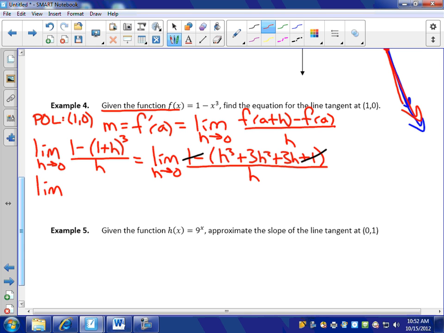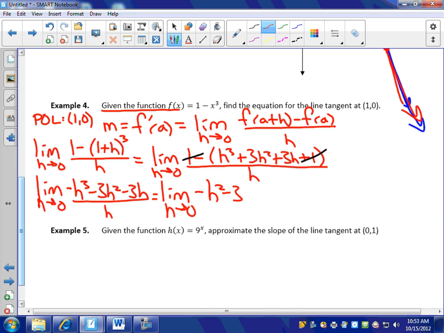I'm left with the limit as h approaches 0 of negative h to the third minus 3h squared minus 3h all over h. Divide off the h. The limit as h approaches 0 of negative h squared minus 3h minus 3. Can I now plug in 0?